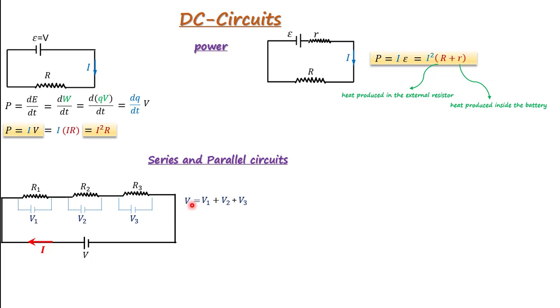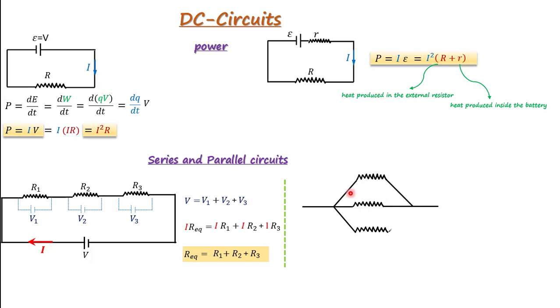Now in the big picture, V is, from Ohm's law, of course, I times R equivalent. So V1 is I times R1, V2 is I times R2, and V3 is I times R3. We have the same current, so it cancels out, and we are left with R equivalent equals R1 plus R2 plus R3. If you have resistors in series, then the equivalent resistance is simply the sum of all the resistors in your circuit.